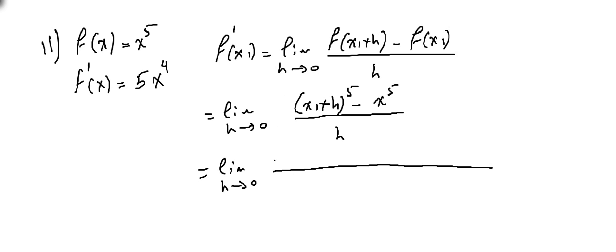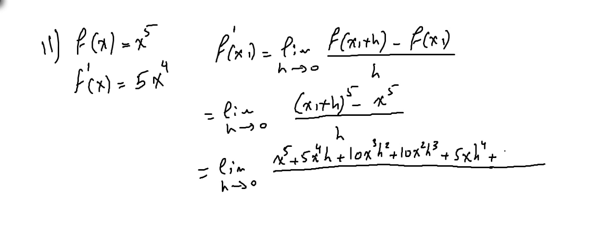It will be x to the power 5, plus 5 x to the power 4 times h, plus 10 x to the power 3 h squared, plus again 10 x to the power 2 h cubed, plus 5 x to the power 1 h to the power 4, plus 1 h to the power 5. This is simple if we know the binomial theorem. The x to the power 5 will go with that over h.